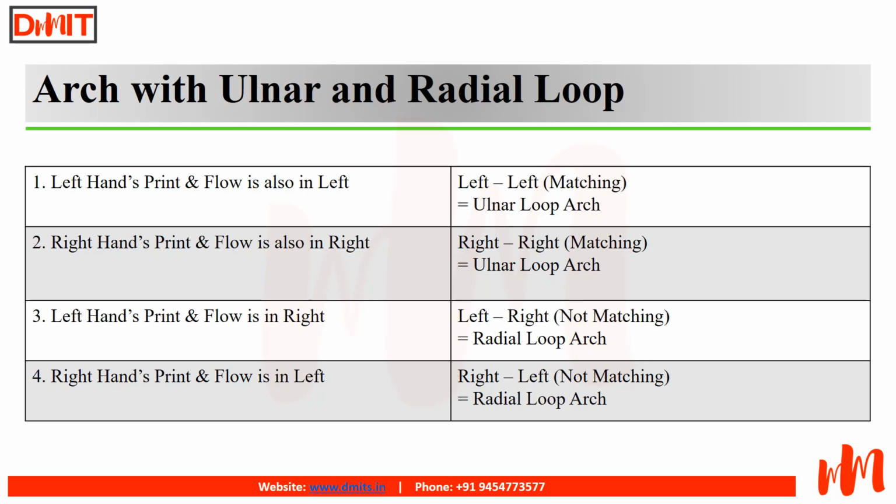Second, if it is a right hand fingerprint and the flow is also in the right, that is right and right match, again it will be an ulnar loop arc, or you can say an arc with an ulnar loop. The third is if it is a left hand fingerprint and the flow is in the right, that is left and right do not match, it will be a radial loop arc. The fourth is if it is a right hand print and the flow is in the left, that is again the right and left do not match, it will be a radial loop arc.